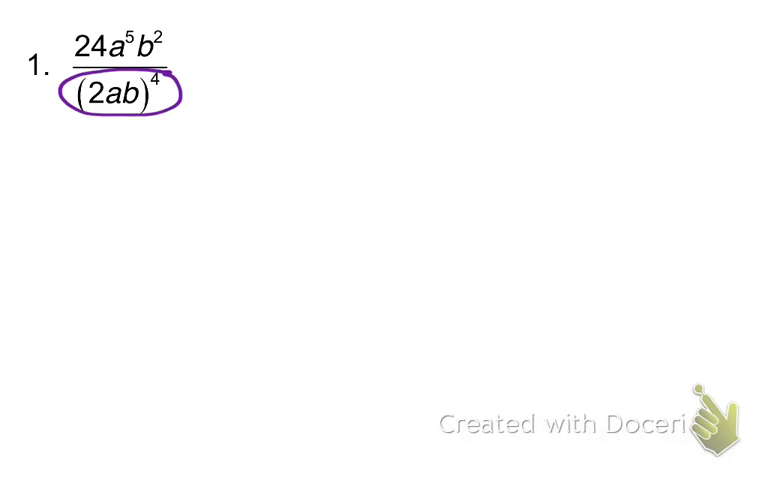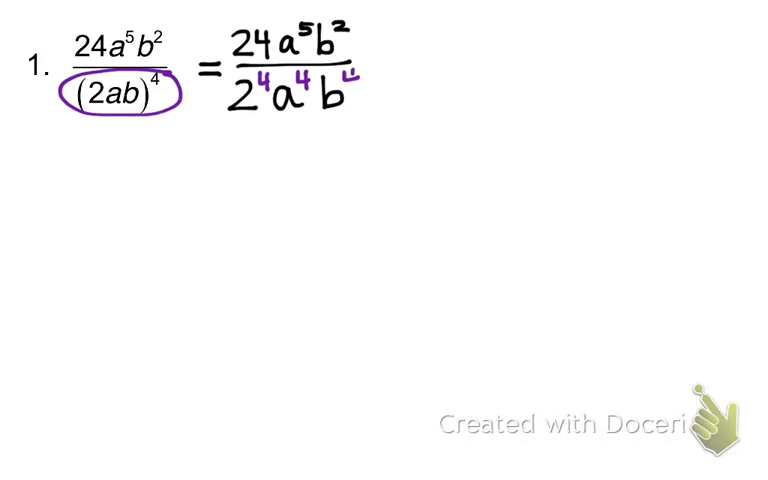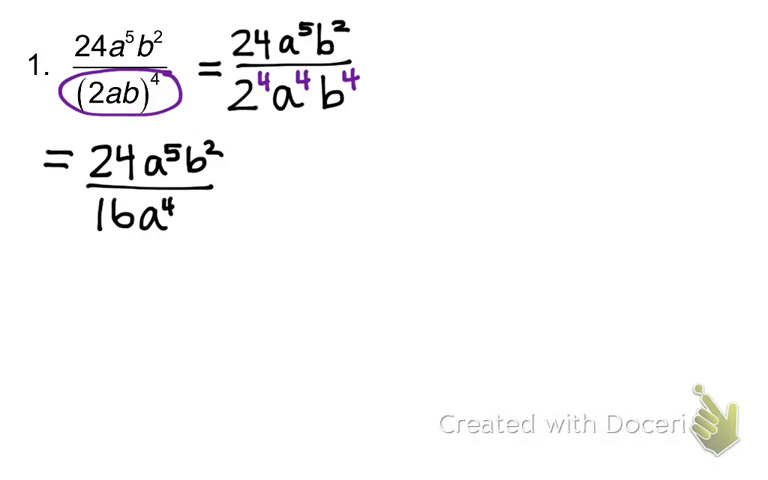In our first example, we're going to start using the property of powers in order to expand our denominator. So in our numerator, we have 24a to the 5th b squared over 2 to the 4th, a to the 4th, and b to the 4th. So then when we raise 2 to the 4th power, we have 16 and then a to the 4th, b to the 4th.